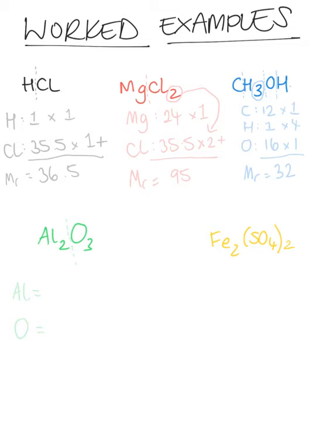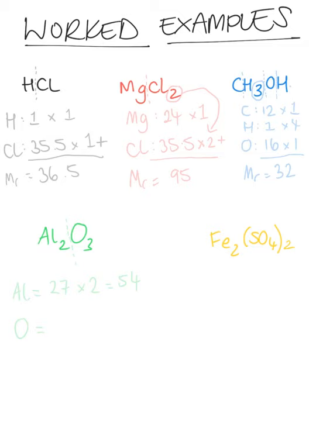The relative atomic mass of aluminium, so I'm looking at my periodic table, looking at the top number, is 27. Now there are 2 atoms of aluminium, so I'm going to put 2, and I've been leaving out this step, but you can add it in. 27 times 2 gives you 54. So you can do that if you want to.